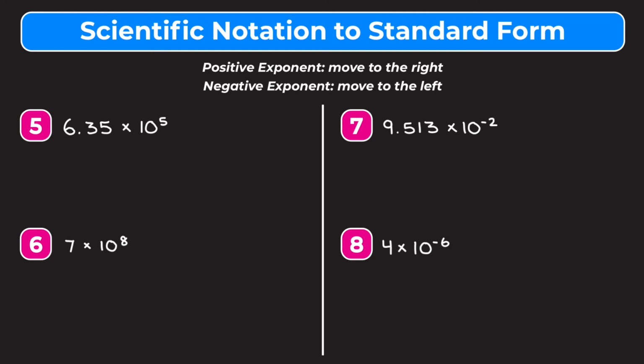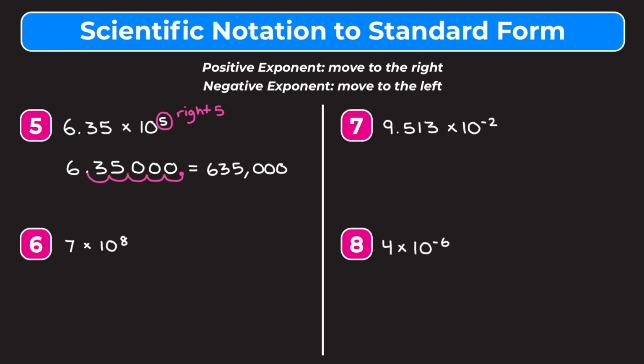So example 5 is 6.35 times 10 to the fifth. We have a positive exponent, so this tells us we're going to the right, and it's a positive 5, so we're moving 5 places to the right. I'm going to start by rewriting 6.35. And now I'm going to move the decimal point 5 places to the right. I go 1, 2, 3, 4, 5. My decimal point ends up here. I fill in these missing spots with zeros, and I can rewrite this as 635,000.